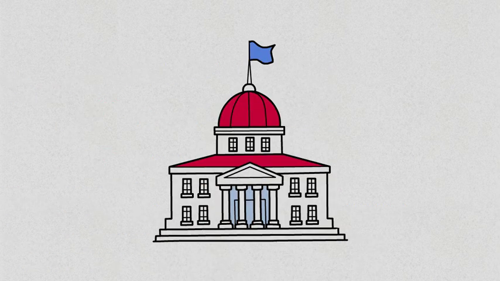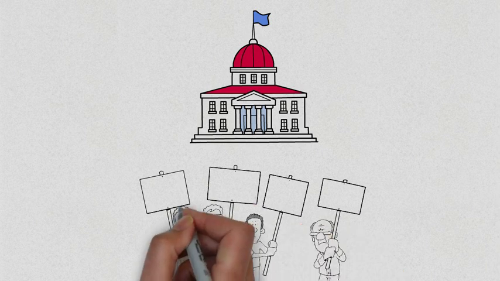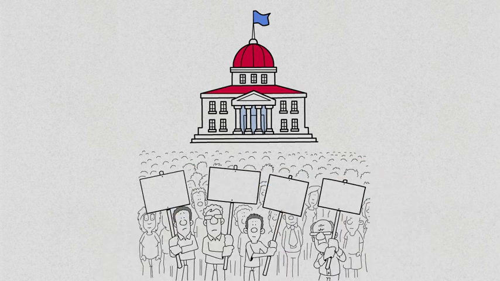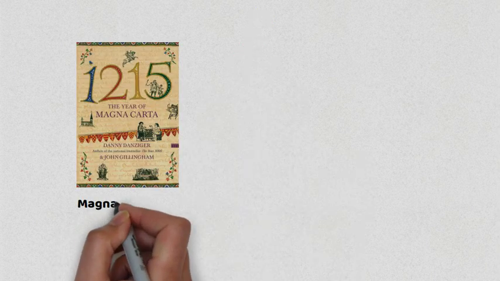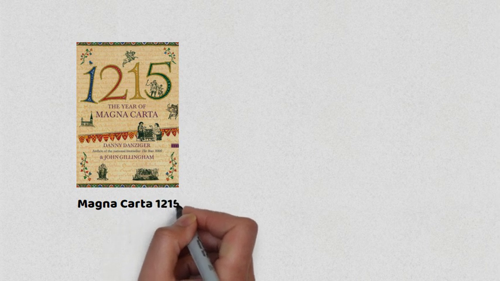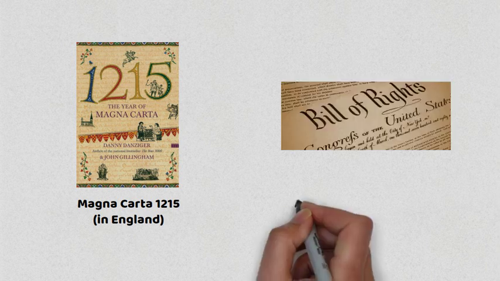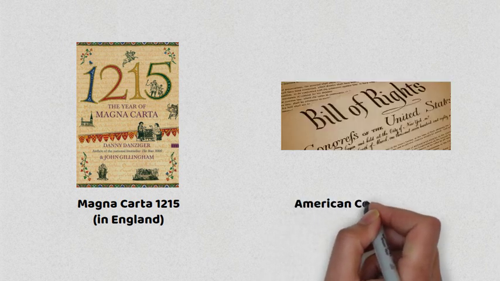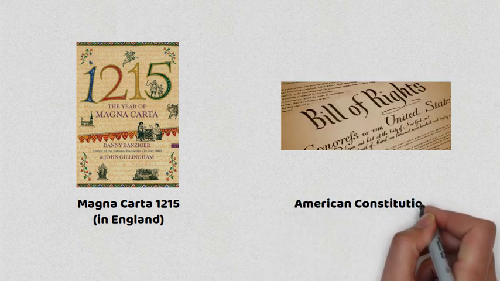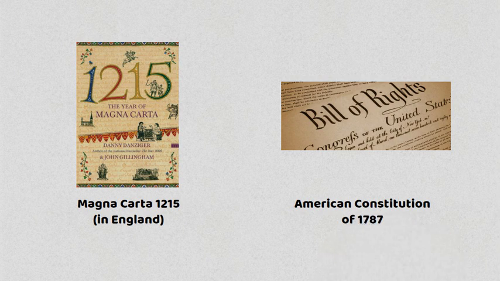Constitutionalism ensures that the government doesn't overstep its bounds. It prevents authoritarianism and upholds democracy, justice, and human dignity. The idea of constitutionalism is rooted in history. The Magna Carta of 1215 in England limited the king's power. The American Constitution of 1787 established checks and balances in governance.